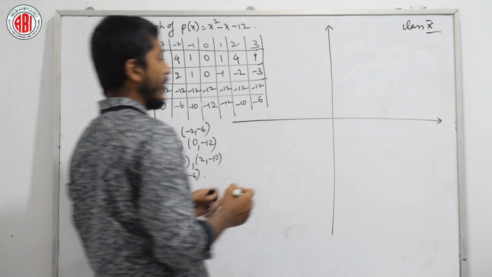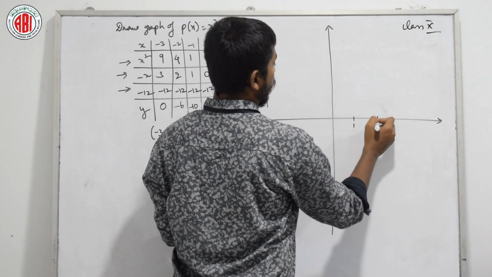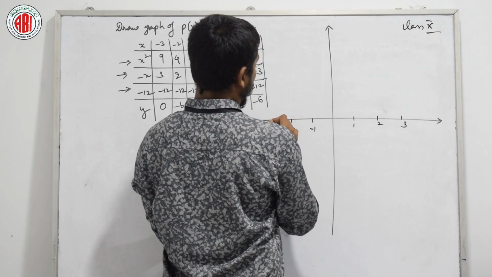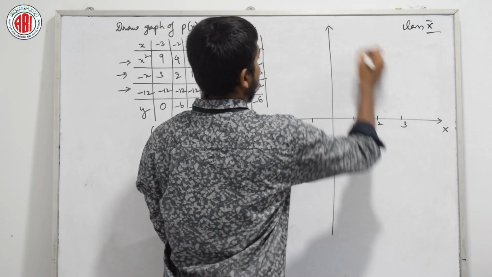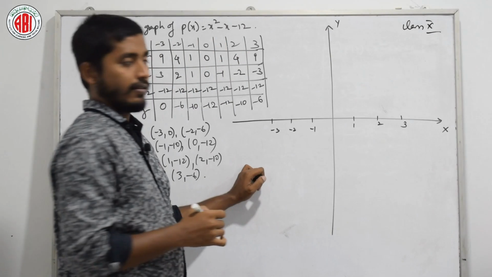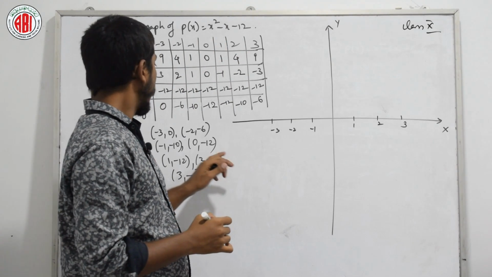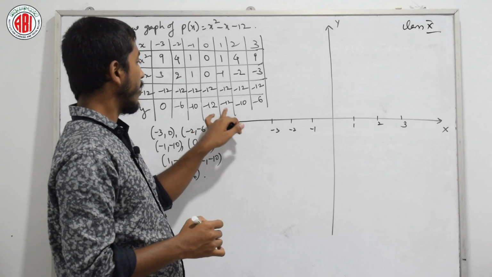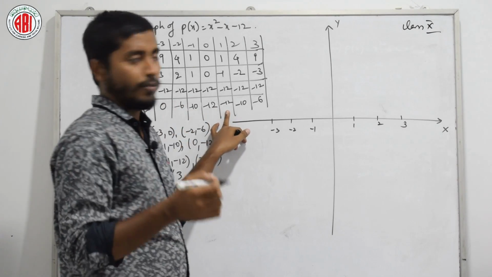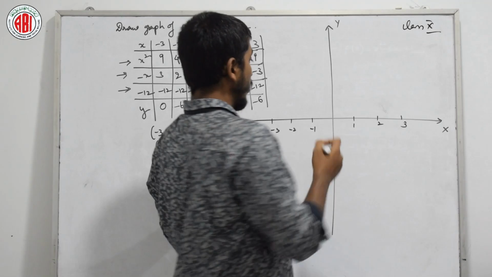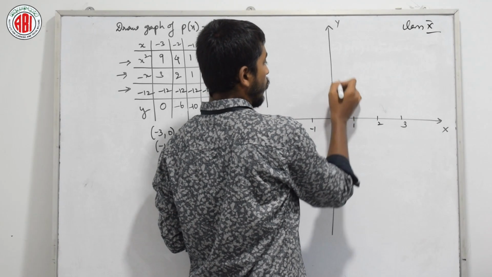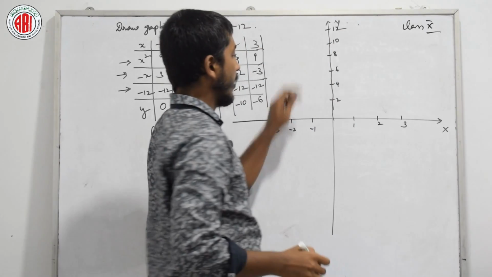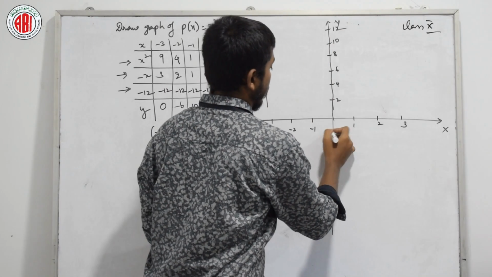Let us take scale of x axis as 1, 2, 3, minus 1, minus 2, minus 3. This is my x axis and this is y axis. Clear? And what are the values of y? 0, minus 6, minus 10, minus 12. Okay, they go up to minus 12. Let us take 2, 2 each. 2, 4, 8, 12. Let us write the same in negative y axis.